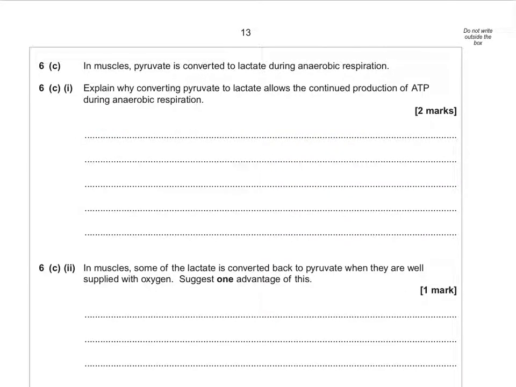6C is checking on your understanding of anaerobic respiration. So 6C1 is looking at why does converting pyruvate to lactate allow the continued production of ATP during anaerobic respiration. And basically, you should know, this is kind of learning basically in your books and your notes, it regenerates. It basically oxidizes reduced NAD, and that's used in glycolysis.